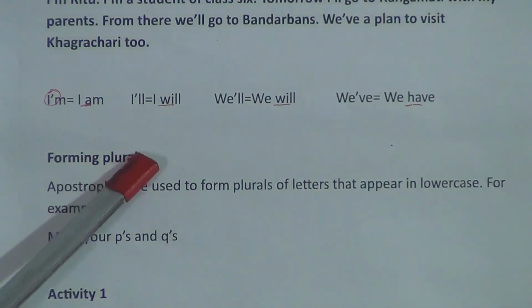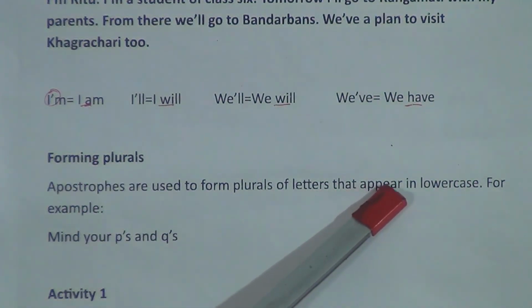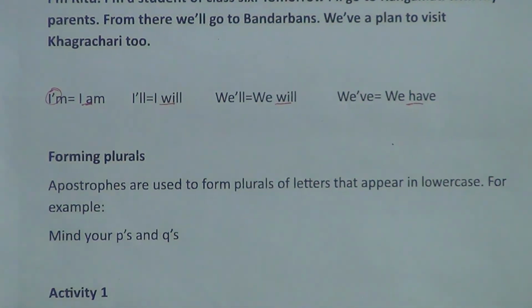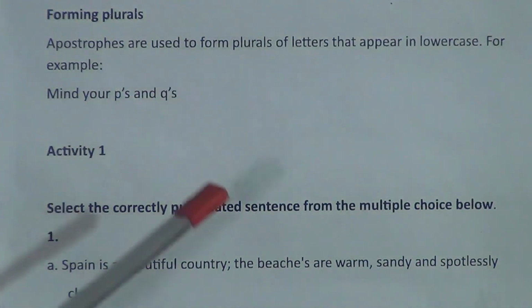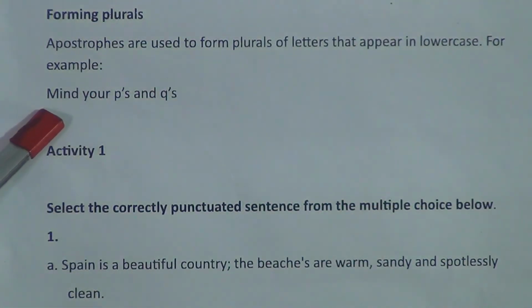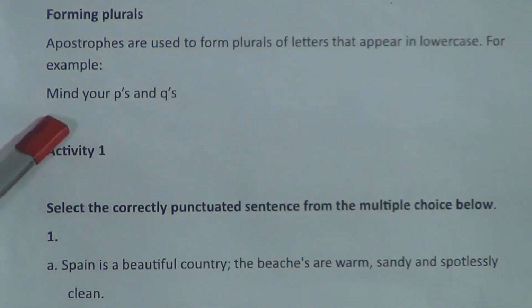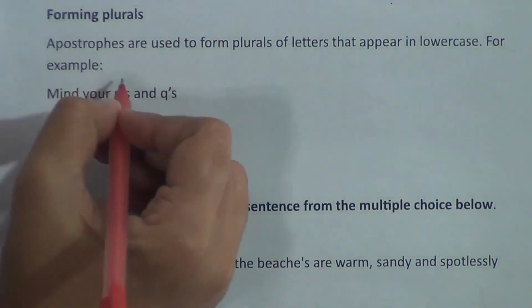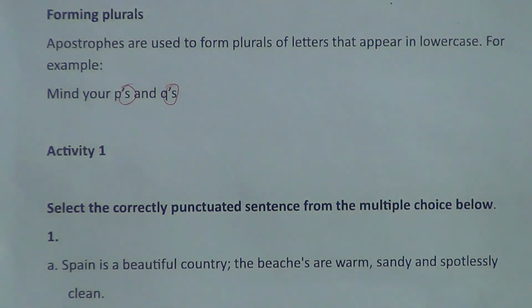Now forming plurals. Apostrophes are used to form plurals of letters that appear in lowercase. So we can also use apostrophe to form the plurals of lowercase letters. Now example, mind your P's and Q's. That means here P's and Q's are plural. So these are the uses of apostrophe, and these guidelines are given in your book.